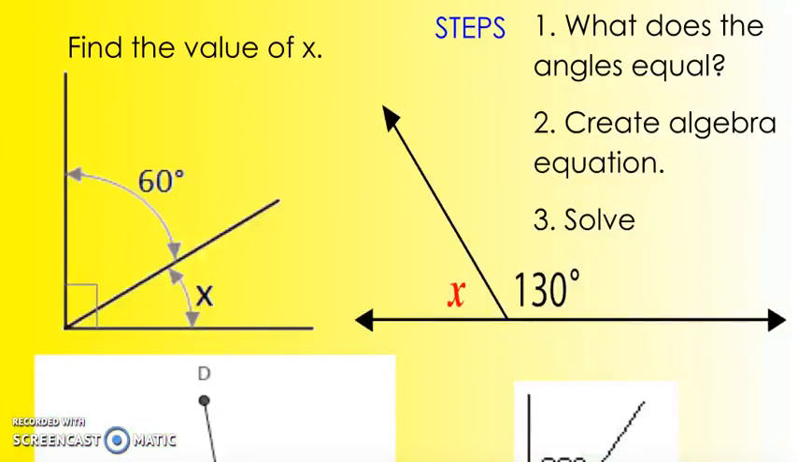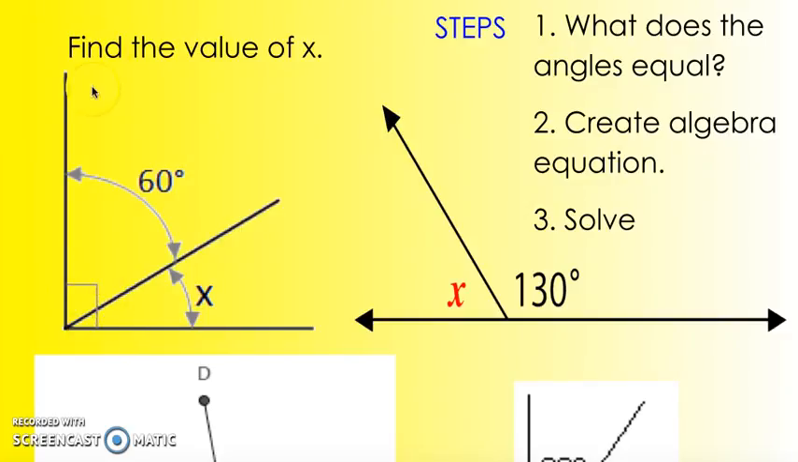Now, if we know that complementary equals 90 degrees and supplementary angles add up to 180, can we find missing angles? Yes, we can. We can find the value of missing angles. First of all, look at these two angles. Notice they create a 90-degree angle. That's what that symbol is.